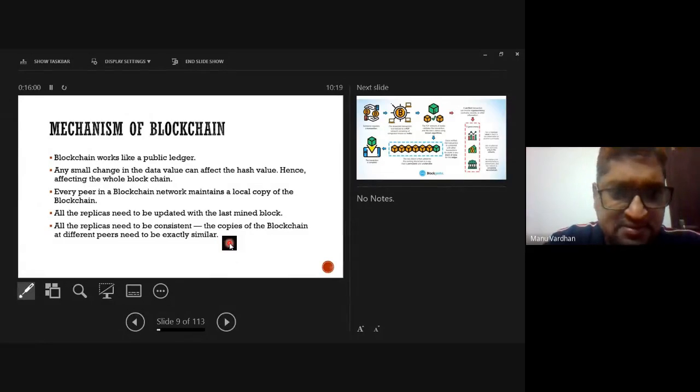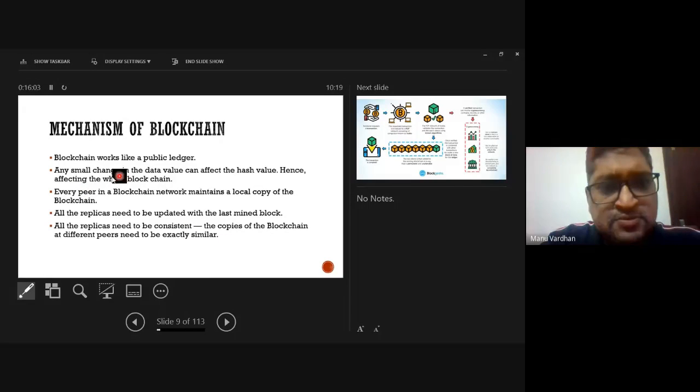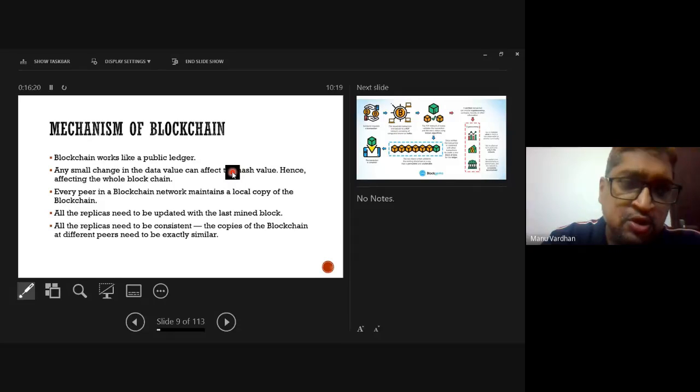Now, dear participants, the second point says that any small change in the data value can affect the hash value. This means that a block has a hash value and the block has some attributes. Depending on those attributes, its hash will be calculated or generated. So if there is any change in those values, the hash value will change. This will affect the whole blockchain, so a new hash will be generated.